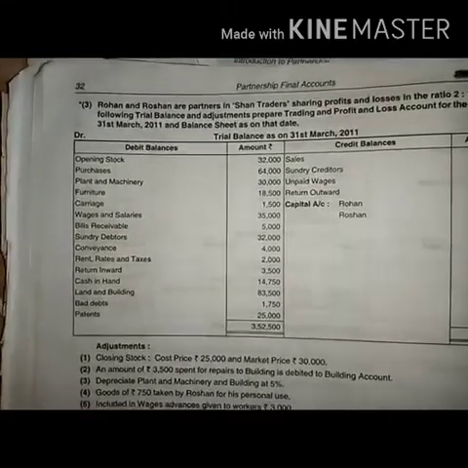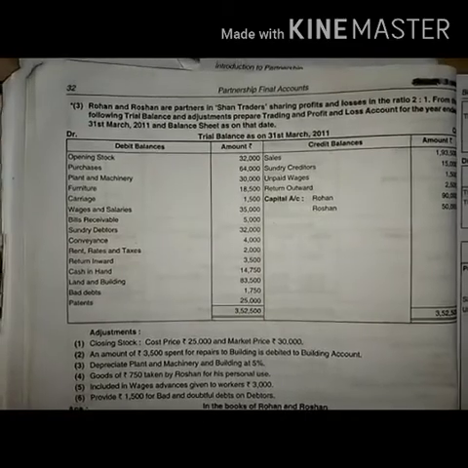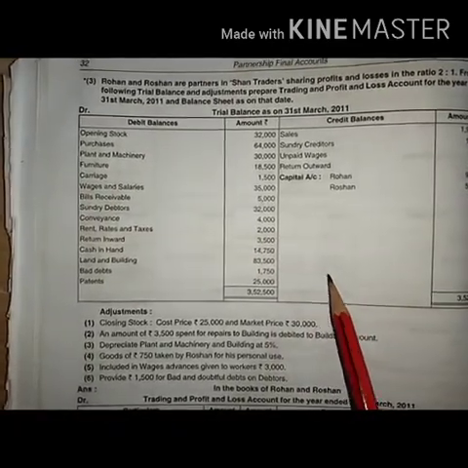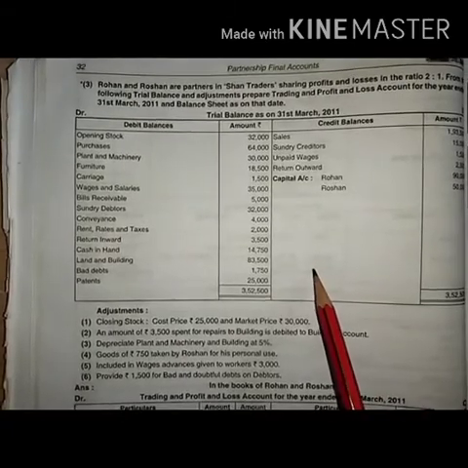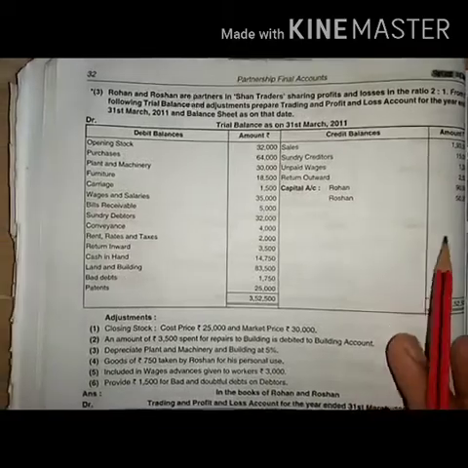Hello, we have come to the third sum of partnership final account. This sum is not included in the textbook. This sum was included in last year's textbook. We are taking it for the sum information, for solving the sum.